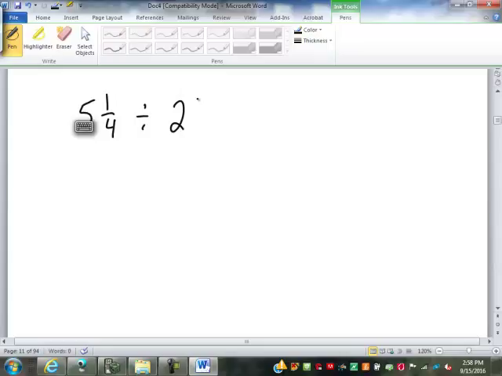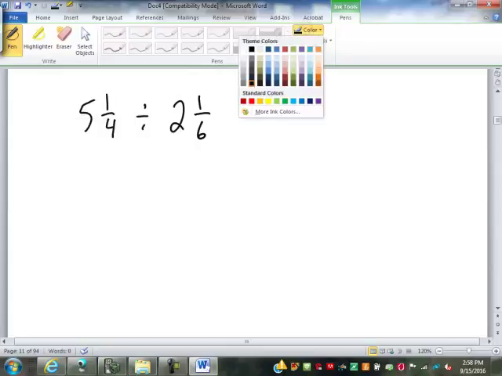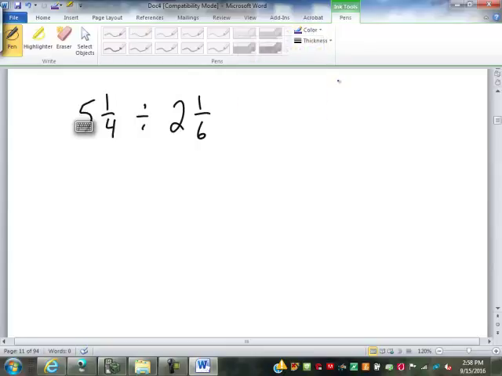It's one of those days. 2 and 1/6. We'll see what happens to that. So anyway, it makes sense if we're going to turn this into multiplication, that we'll handle it the same way we did for multiplication. We're going to turn it into improper fractions.